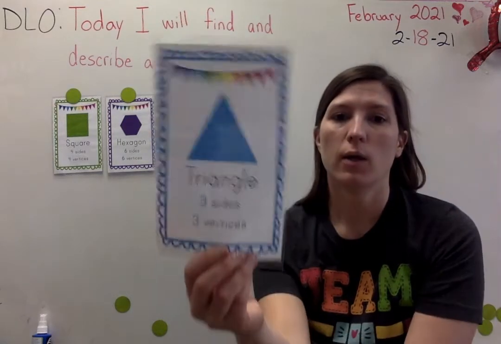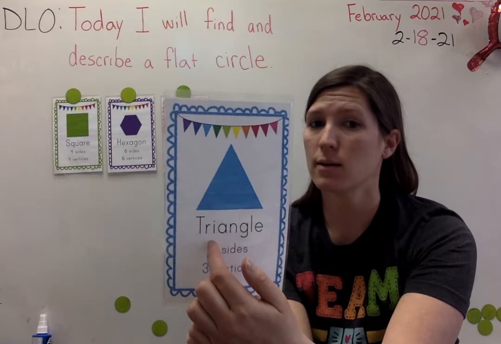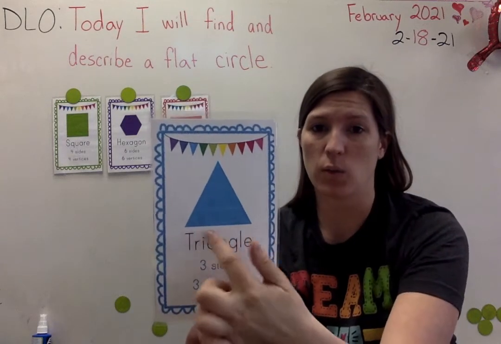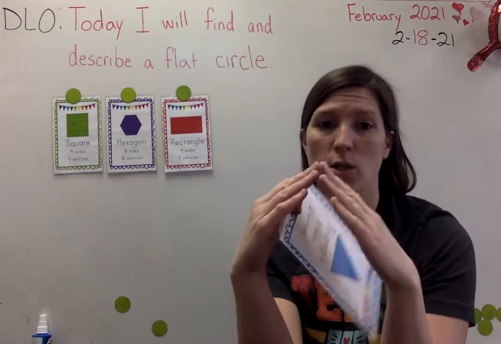Next shape, triangle. Tri means 3. Tri means 3. So it has 3 sides and 3 vertices. The vertices are the corners.